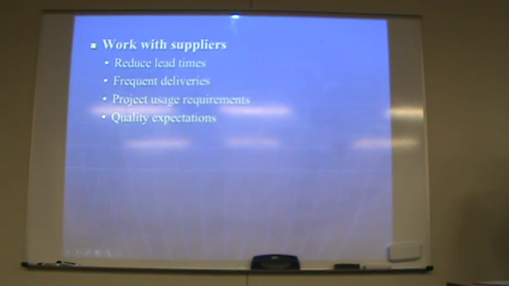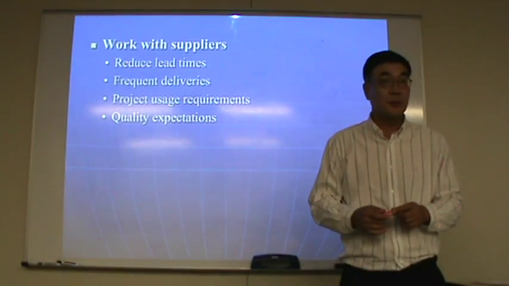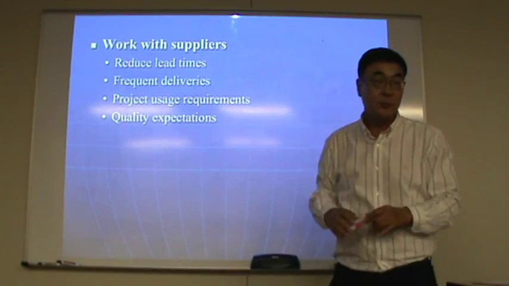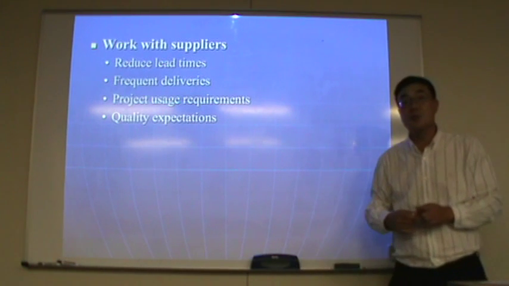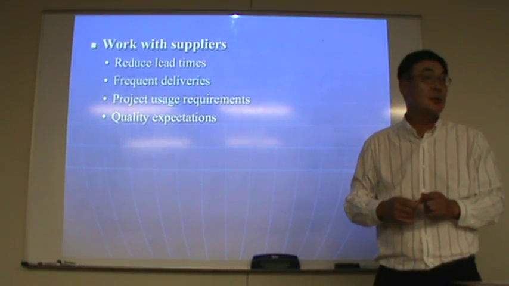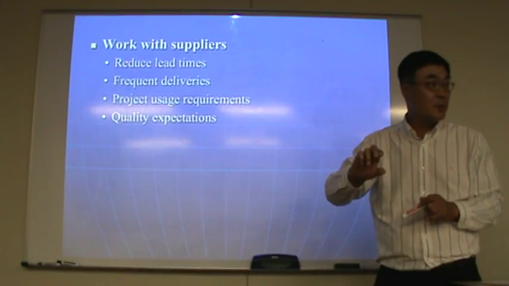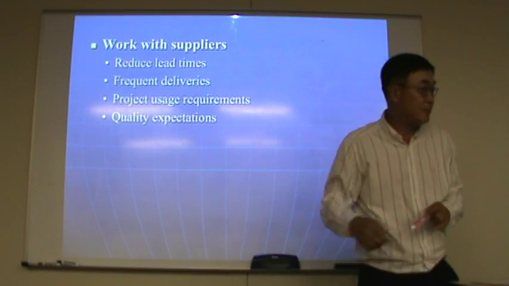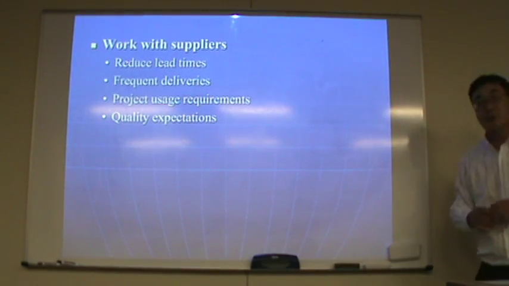And work with the suppliers. Reduce lead time. Focus factory network near the main company. You reduce lead time. Frequent delivery, because the JIT system uses smaller sizes, order small by small. So delivery frequently. And then project usage requirement.